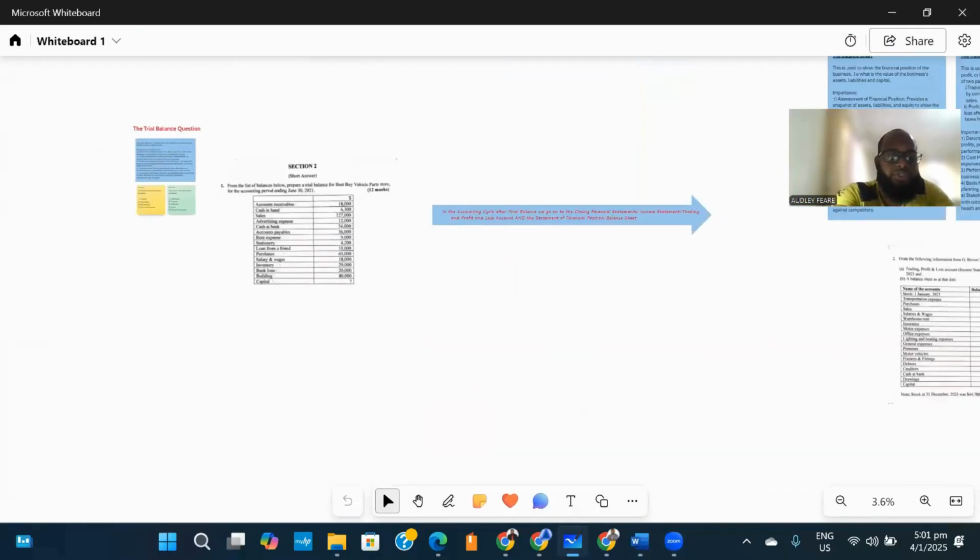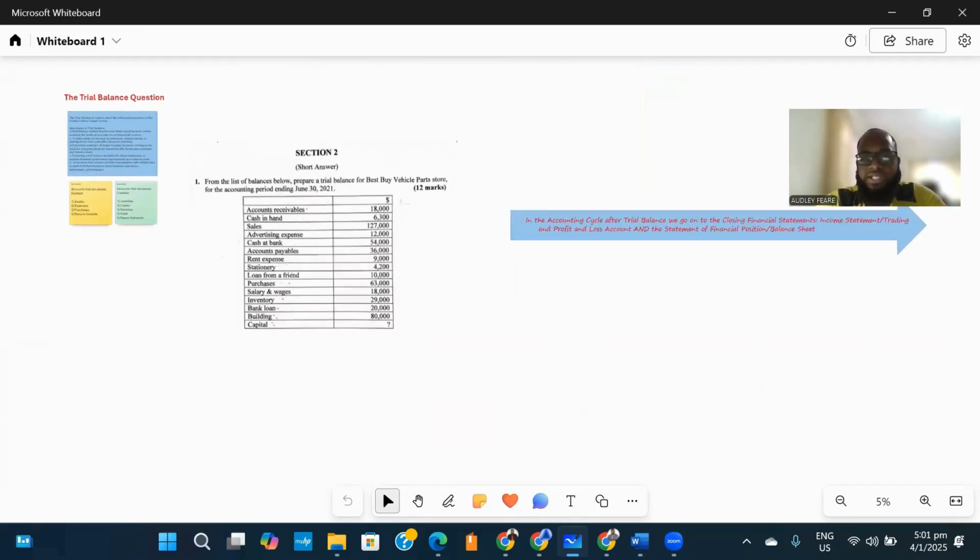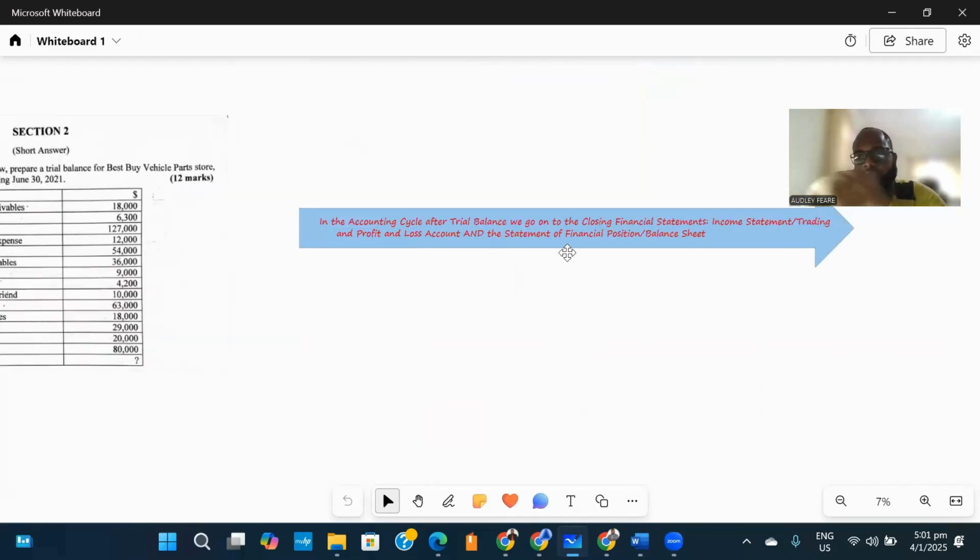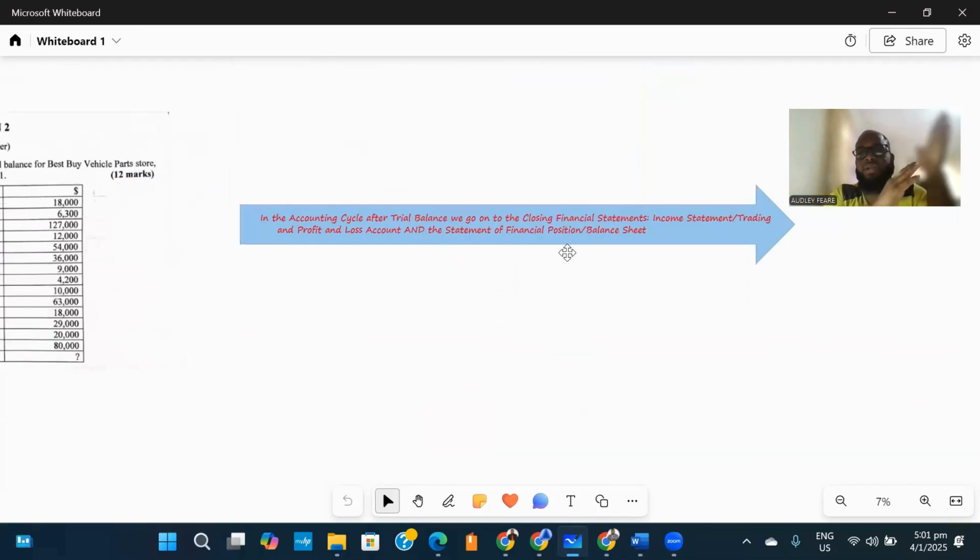So we'd have done the trial balance question. I hope you had a chance to look at that one. We did that in a video before this one. And of course, from the trial balance stage, which is the check arithmetic stage, we then move on to the closing financial statements. And those are the TP&L, trading profit and loss account, otherwise called the income statement, and the statement of financial position, otherwise known as the balance sheet.